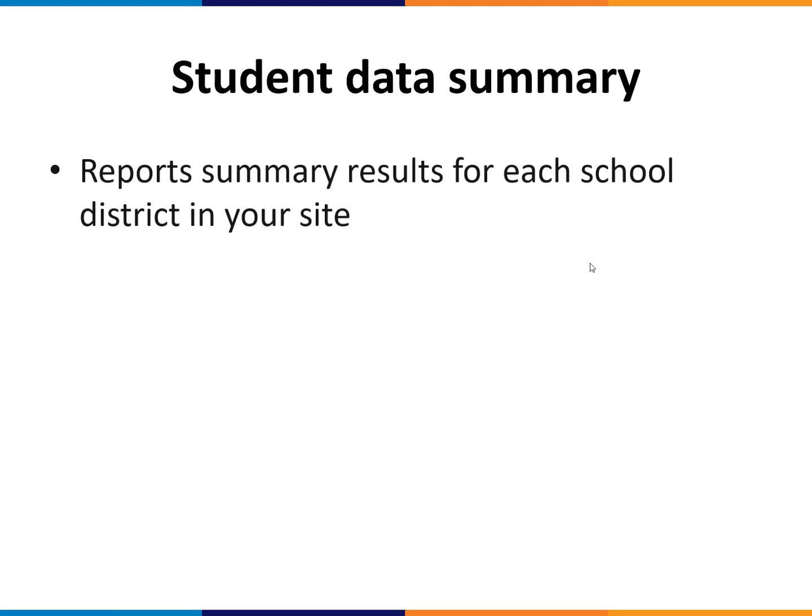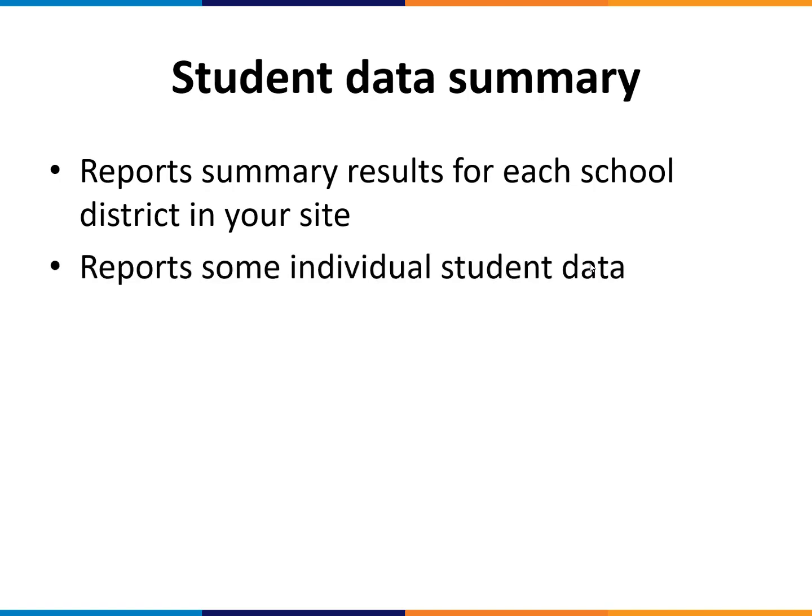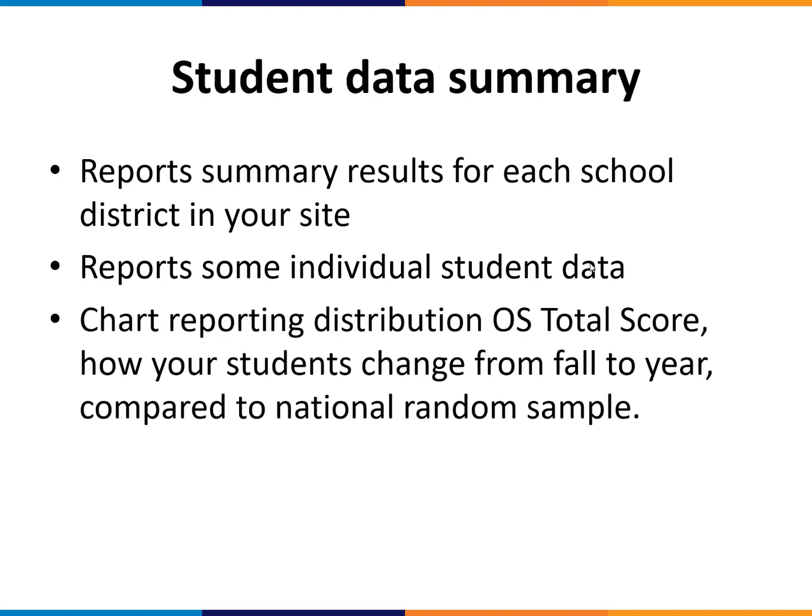The Student Data Summary reports some summary results for each school district in your site, along with some individual student data as well. It also contains a chart that shows the distribution of the OS total score. Specifically, it's trying to show how your students change from fall to year-end compared to the national random sample. So let's go ahead and take a look at an example report.